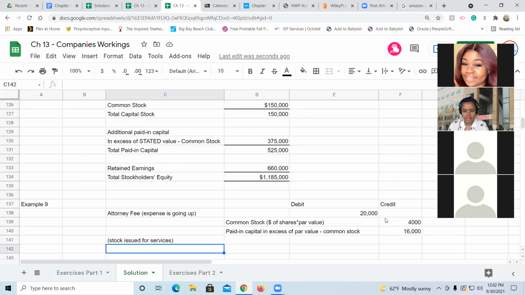And remember what's happening here now is that in effect, the attorneys or the legal company has an ownership stake of 4,000 shares in the business.